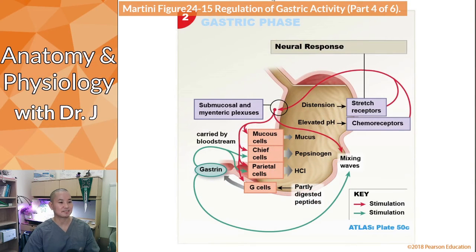Then you have the gastric phase. Now you have the bolus and all the food entering your stomach. So what's going to happen? You're going to have all of these mixing waves in the stomach. Your stomach is doing its motility, contracting those multiple layers of muscle to mash up the food and mix it with the stomach acid. You're also going to keep cranking out all the enzymes and acids, and gastrin is going to increase the amount of enzymes and acids and the mixing waves as well.